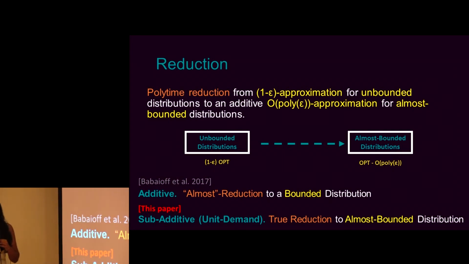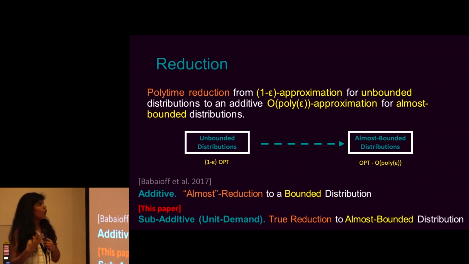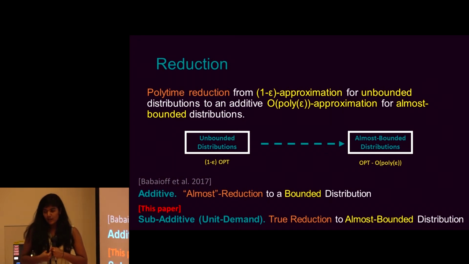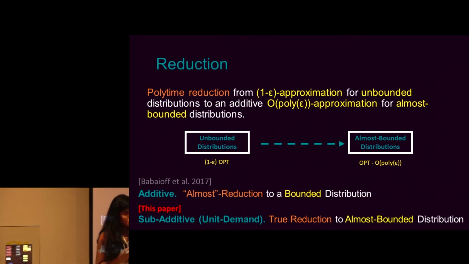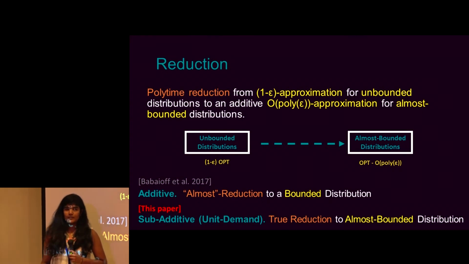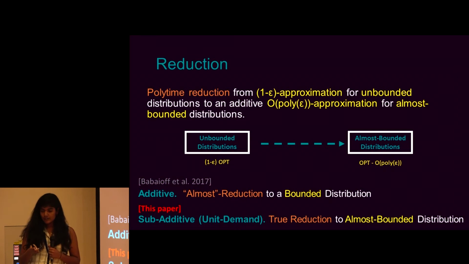One thing to note is that since this is for subadditive buyers also, we hope people can use this to prove things in the future beyond unit demand, and I'm currently working on the additive case as well. So all we now need to focus on is almost bounded distributions. We don't have to worry about unbounded distributions at all. Just solve that independently of everything else.